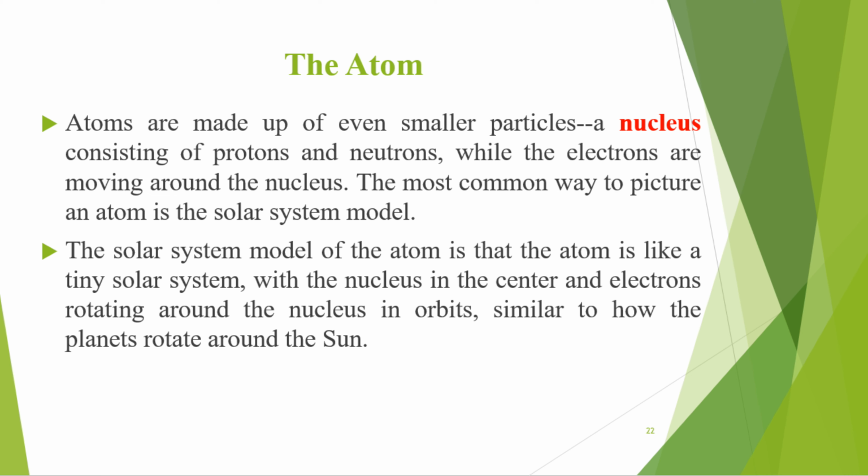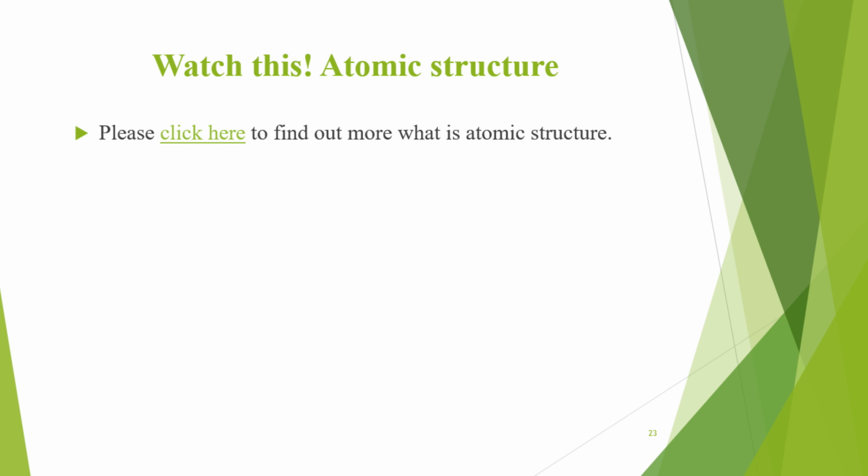Atoms are made up of even smaller particles. The nucleus consists of protons and neutrons, while the electrons are moving around this nucleus. The common way to picture an atom is the solar system model. The solar system model of the atom is that the atom is like a tiny solar system, with the nucleus in the center and electrons rotating around the nucleus in orbits, similar to how the planets rotate around the sun. To find out more about atomic structure, click on the link here.